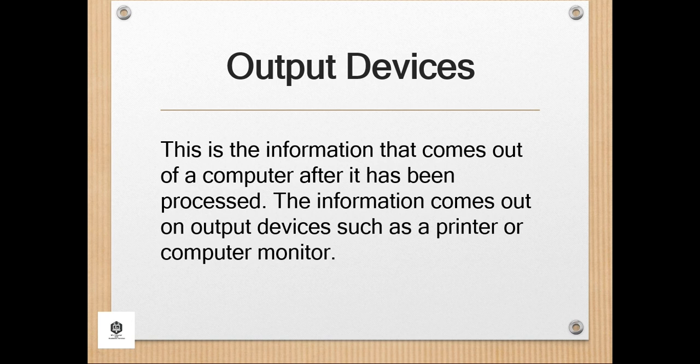Next are the output devices. This is the information that comes out of a computer after it has been processed. The information comes out on output devices such as a printer or computer monitor.